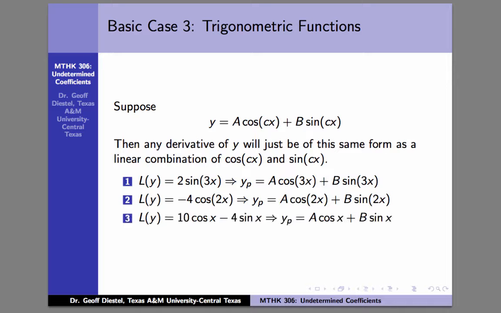If we have a cosine, we do the same guess. If we have a linear combination of two trig functions, cosine and sine, that have the same frequency, so cosine x, I have sine x, so c is 1 in this case. As long as they're the same, I make this guess.